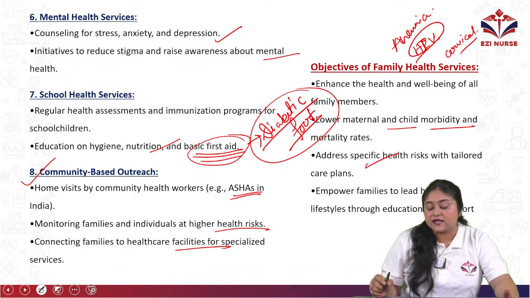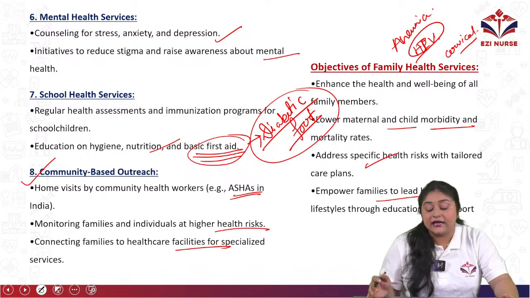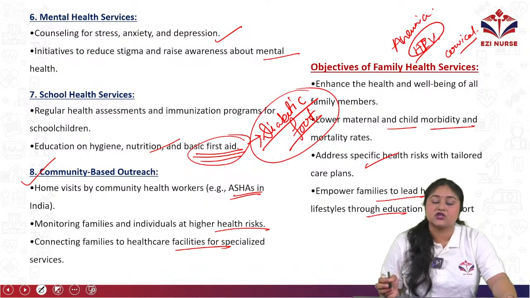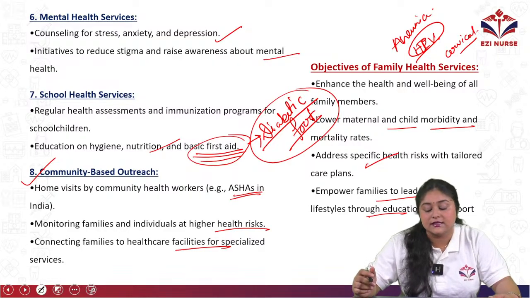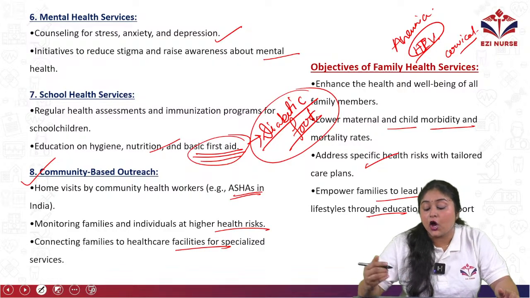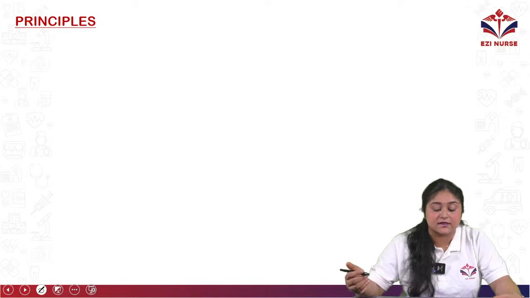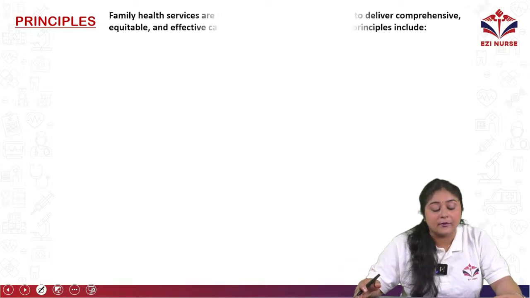Okay, next is to empower the families who are leading a healthier lifestyle through education and then emotional as well as physical support. So these are all the main objectives for the family health services. Now come to the principles of family health services.